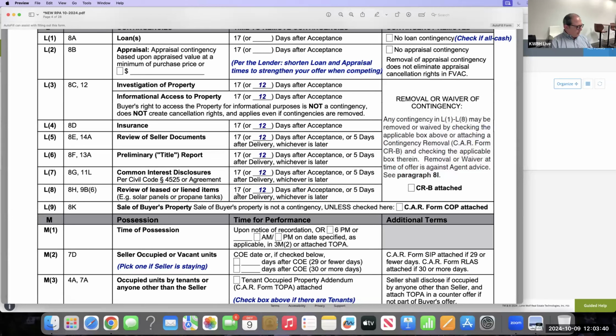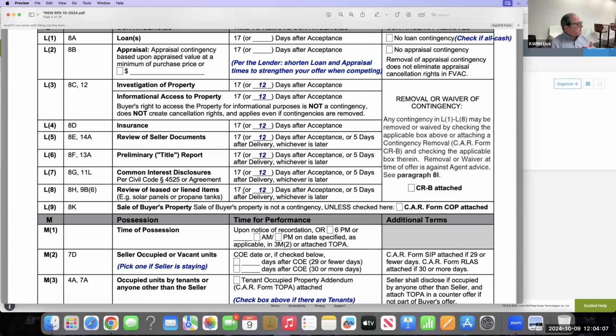Okay. Let's keep going. So common interest disclosures, review of leased or liened items. Oh, this is an important one. What would be a leased or liened item? Solar. Water filtration, like the Culligan stuff, when you have those giant tanks outside, the water softener salt, right? Or solar, there could be a solar lease on the property that has to get transferred to you.